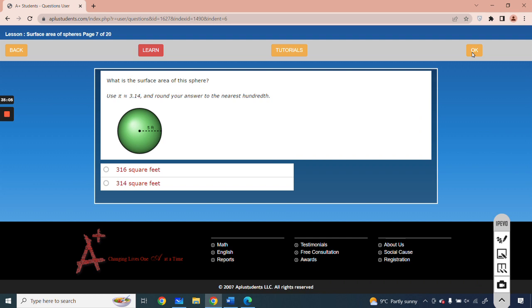Okay, what is the surface area of the sphere? Use the formula that is 4 pi r square. So it would be 4 times 3.14 times 25. Got it? So that is 314 square feet. Got it? Okay, you can complete the test by yourself later today.